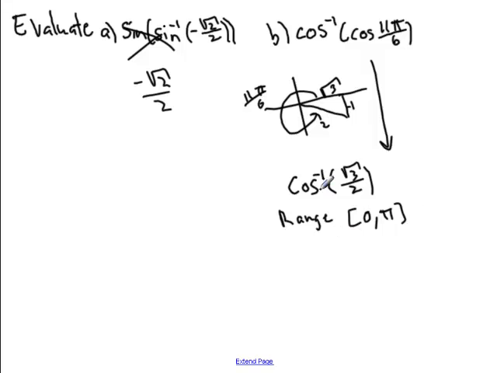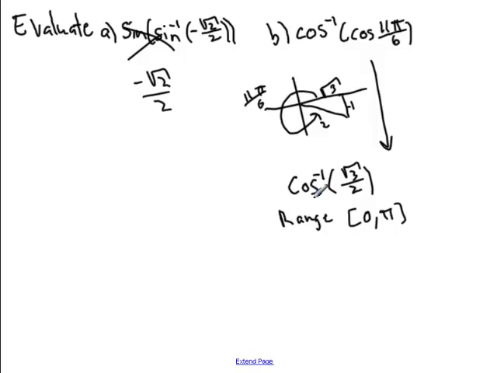And so, to evaluate inverse cosine of root 3 over 2, you're not going to get back the same 11 pi over 6. Automatically, you know this landed in quadrant 4, but the range of the inverse cosine is restricted to 0 to pi. So that's going to be in quadrant 1 or 2. So it's not going to cancel off. It's not going to be 11 pi over 6. Let's see what it's going to be.